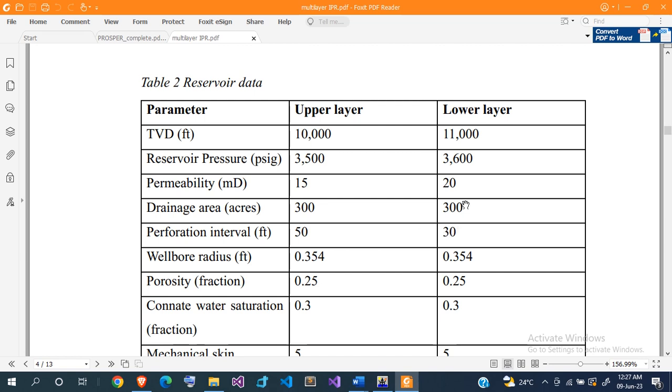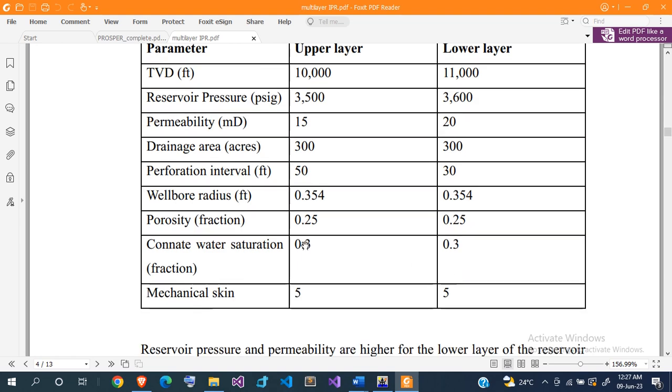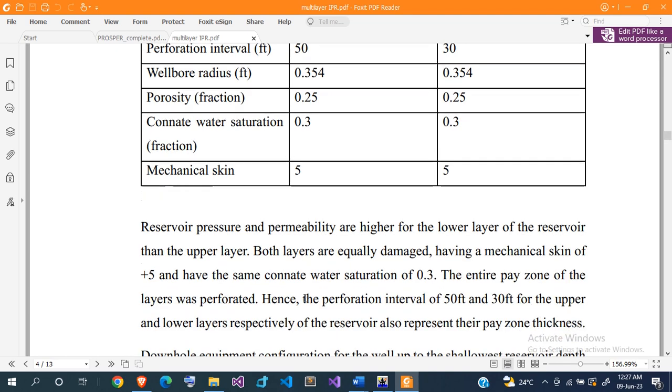The reservoir layers have different properties, by the way. The upper section has a permeability of 15 millidarcy, while the lower section has 20 millidarcy. Pressures are also different, about 100 psi difference. What else is different? Nothing. Since it's the same well, the radius of the well is the same, the porosity is the same, surprisingly, and the connate water saturation is also the same. The skin is also the same, so they're damaged equally.